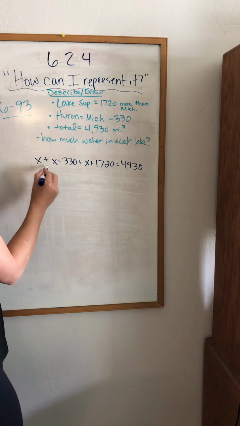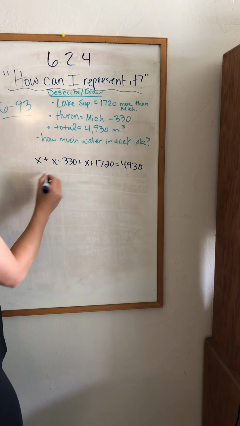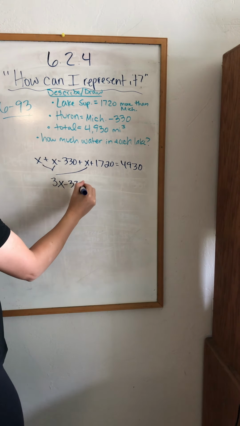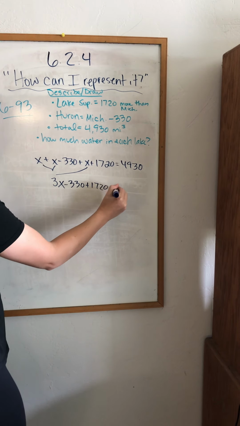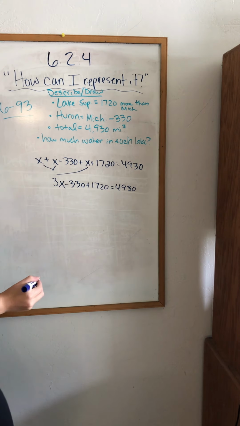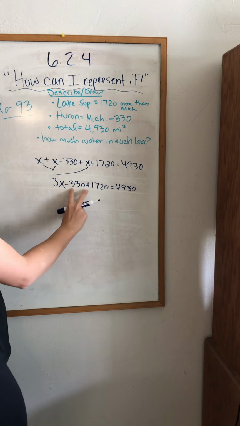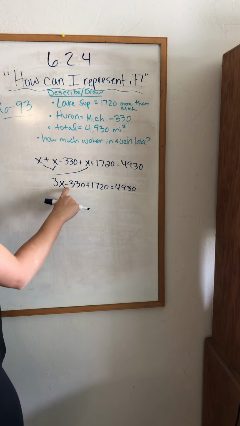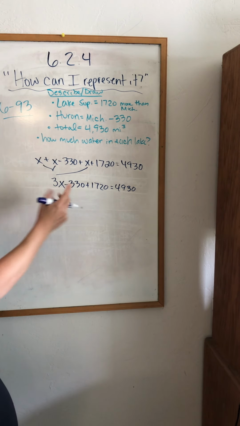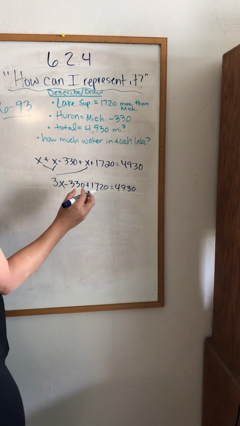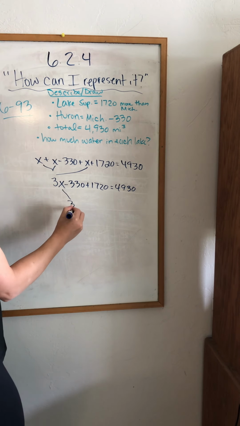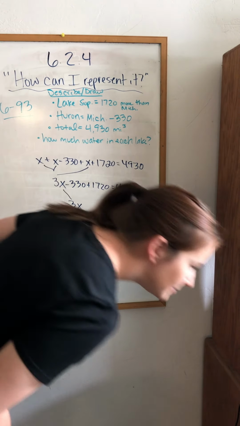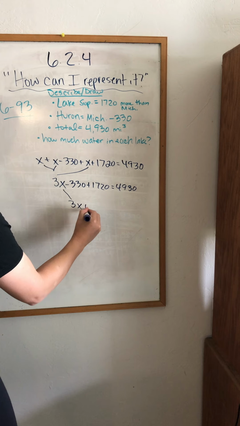So let's start combining. I see 3 x's that we can combine, so I'm going to bring those all down to 3x. I'm going to add in what we have left. Okay, I see another thing that we can combine, these 2 values, so 1720 minus 330, that's all that means. So it's negative 330 plus 1720, which just means subtract. Keep the sign of the higher number. So 3x comes down, 1720 minus 330 was 1390.